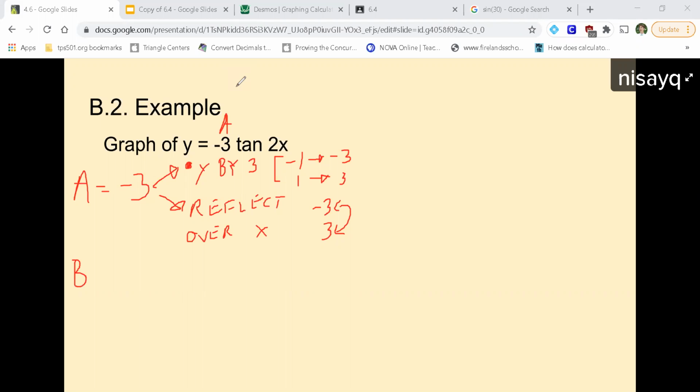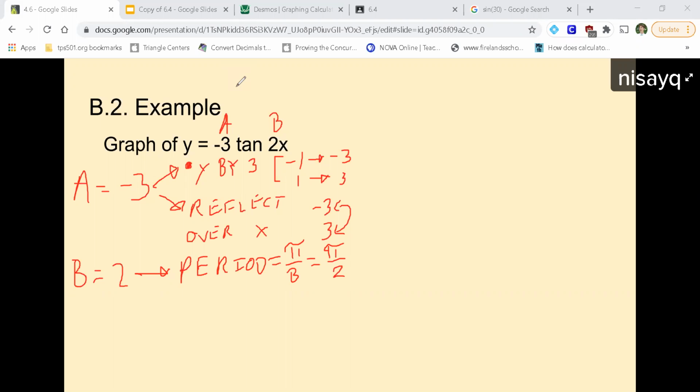Our B value is 2. And our B value tells us about the period of a function. So the period of our function was pi. And so if we divide that by our B value to get our new period, it would become pi over 2.